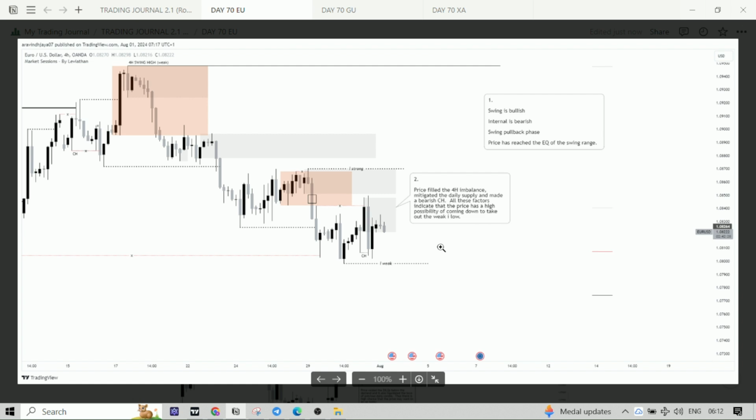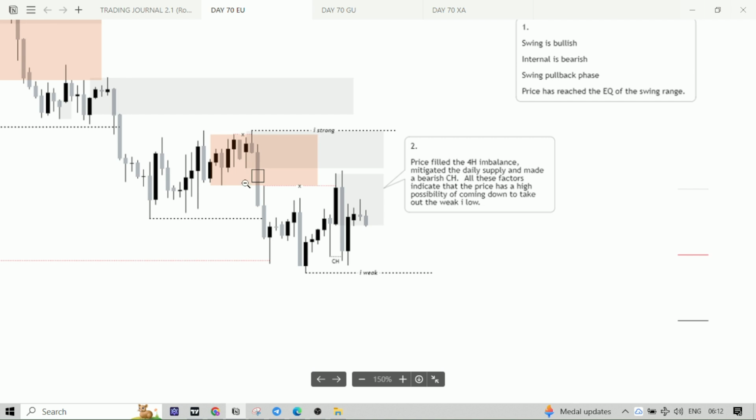So this is the zoomed in version of the 4-hour chart. You can see the internal structure is actually bearish. This is a strong internal high. This is the weak internal low. Price has swept this liquidity, filled this imbalance, tapped into this daily supply, and then made a CHoCH bearish. So there is a ton of chance that this weak internal low can be taken out.